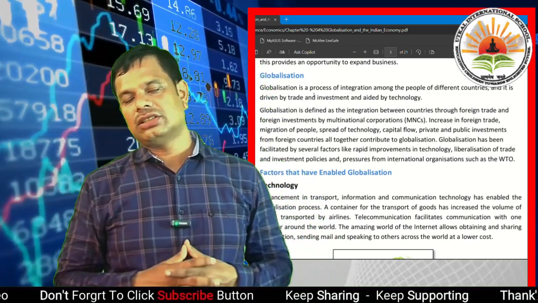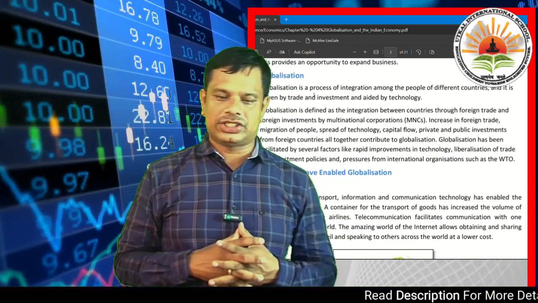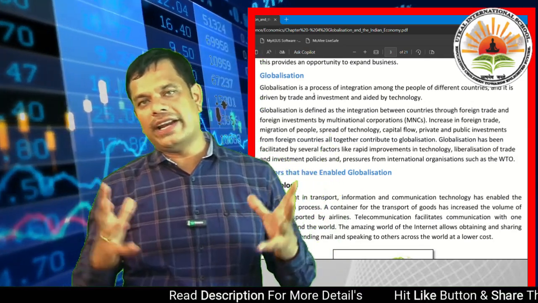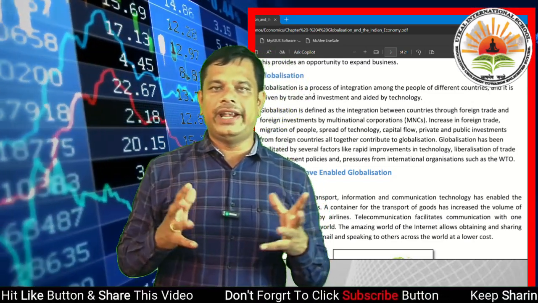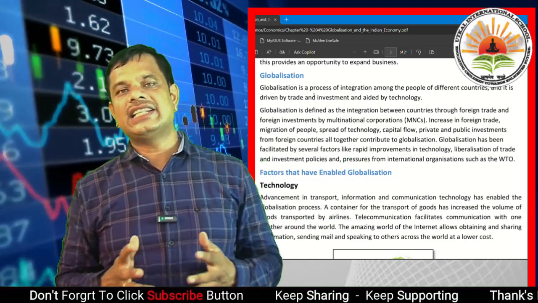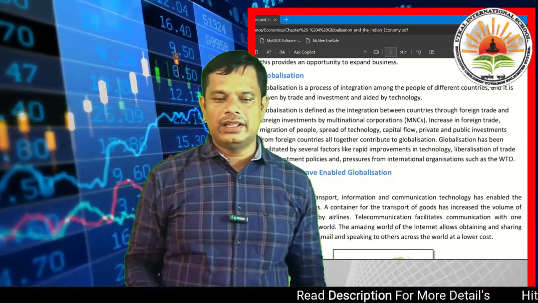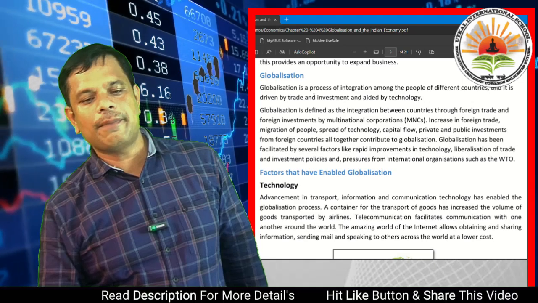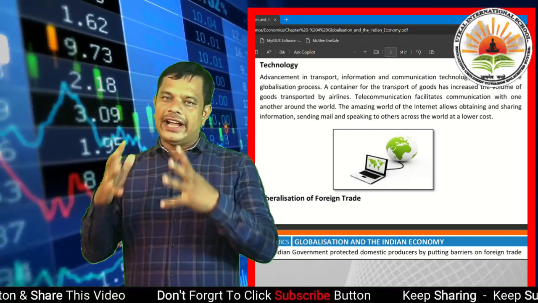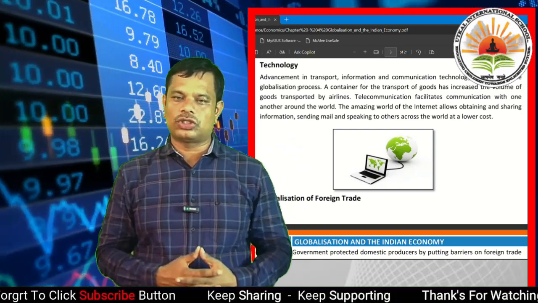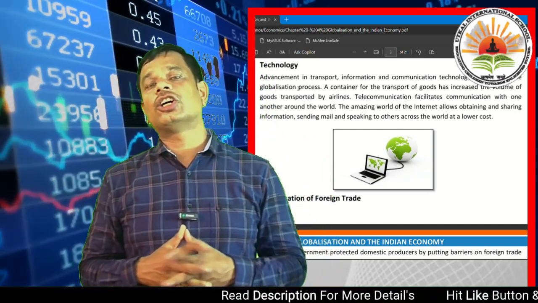So, factors. Now, a question arises in your mind: what are the factors that have led to globalization? Dear students, you know nowadays the main point which leads globalization is technology. Technology has a vital role to lead or to spread globalization. So, what type of technology? Advances in transport. Now we have cargo transport, ship transport, highway transport, different categories of transport. Information and communication technology has enabled the globalization process.